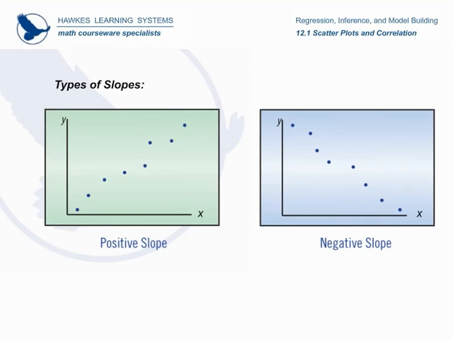As you view the positive slope, you can see that as the x values get larger or increase, the y values get larger or increase. So as the independent variable value increases, the dependent variable value increases in the positive slope. For the negative slope, as the x values are increased, the y values are decreased. So as the independent variable increases, the dependent variable decreases. And that's the negative slope.